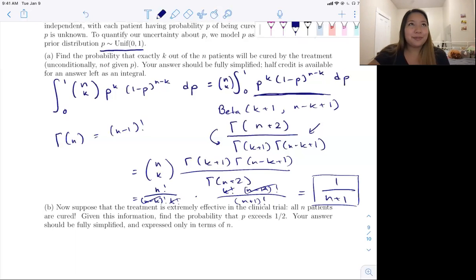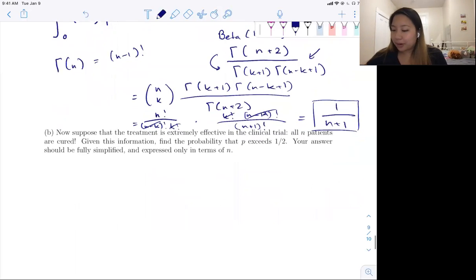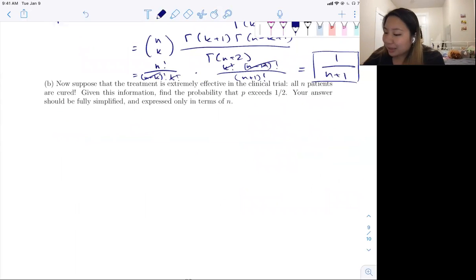Okay, so that's part A. So now for part B. Now the treatment is extremely effective in the clinical trial. All N patients are cured. So we had a binomial trial of N patients and all of them were successes.